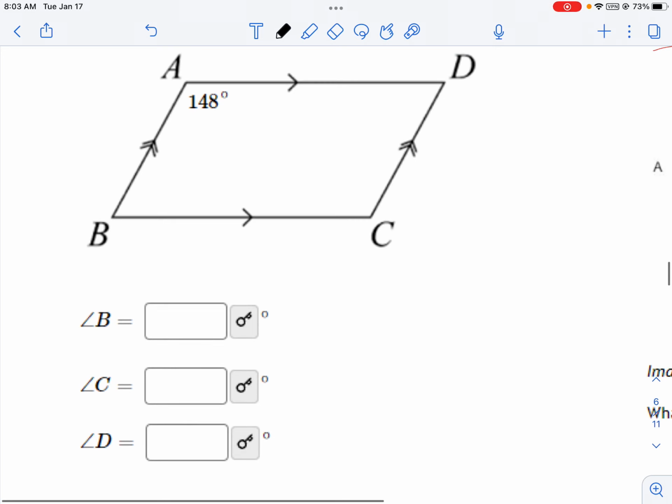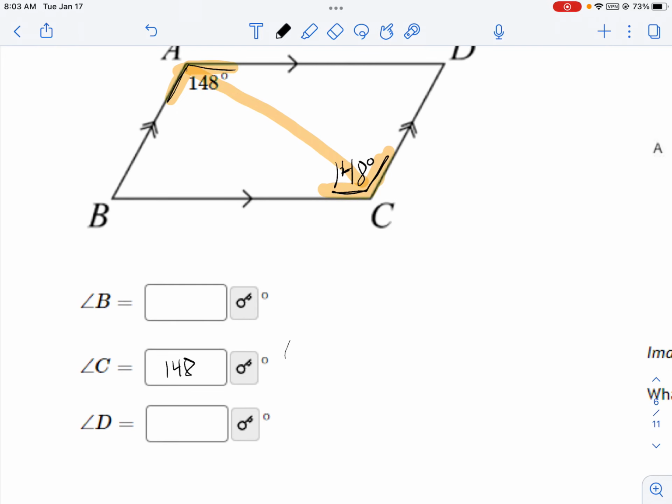When it comes to parallelograms, we know two things about its angles. We know that angles that are opposite, direct opposites, are congruent. So whatever this angle is, which is 148, is this angle down here. This is also 148. So that means angle C is 148 degrees. Most of the time you won't have to write the degree symbol, I just write it out of habit.